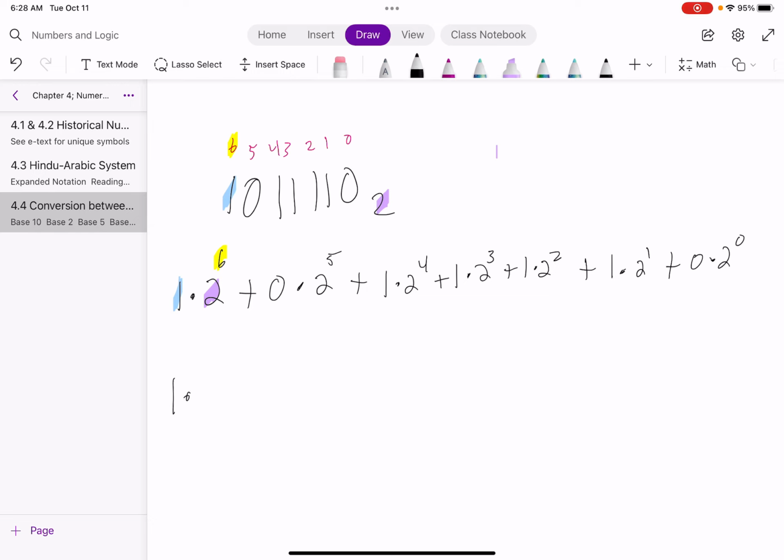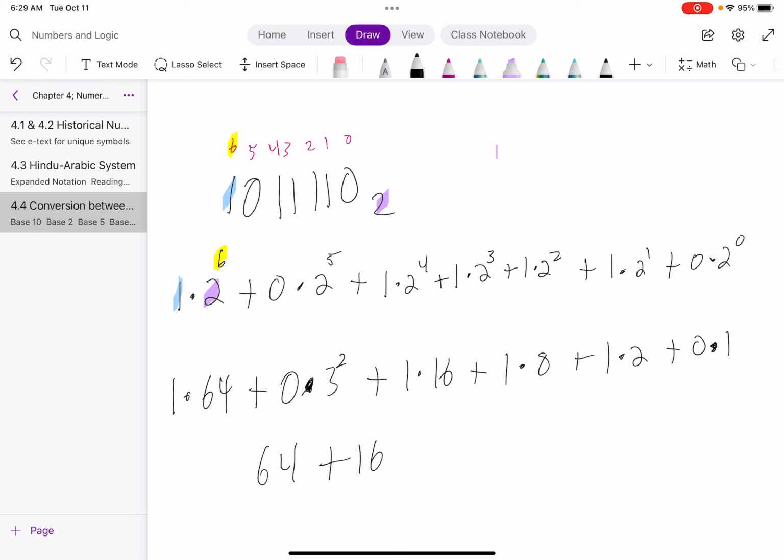1 times 2 to the 6 is 64, plus 0 times 2 to the 5th is 32. It's a times, so be careful with your points that you don't think they're decimals. So 1 times 2 to the 4th is 16, plus 1 times 2 to the 3rd is 8, plus 1 times 2 plus 0 times 1. Again, that's times, not a decimal. Now we just add these up. And 1 times anything is itself. So 64. I'll write it just so you can see, this was a little neater. Plus 16 plus 8 plus 4 plus 2.